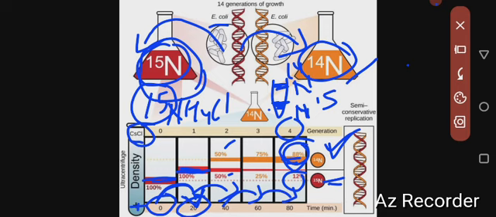In the CSIR NET exam, they will give you this diagram of various generations, and they will ask how much percentage you are getting in the fourth generation, or how much percentage of intermediate band and light band you are getting after the second generation. You can see after the second generation, you will see a 50-50 ratio, and after the fourth, you are getting 88% and 12%. This is the most important question the CSIR exam asks.